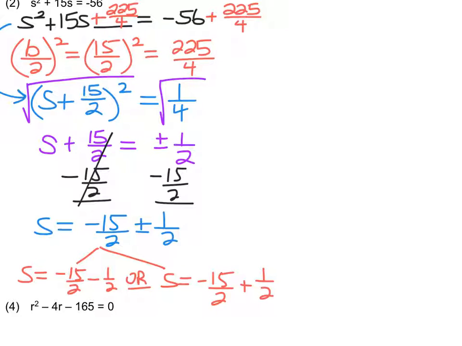All right, so negative 15 halves minus 1/2, and then negative 15 halves plus 1/2. So now it's just a matter of going the distance, really. Negative 15 minus 1 is negative 16, over 2 is negative 8. Negative 15 plus 1 is negative 14, over 2 is negative 7. All right, so you could leave your answer like this, I suppose.